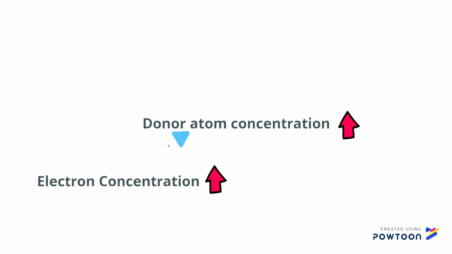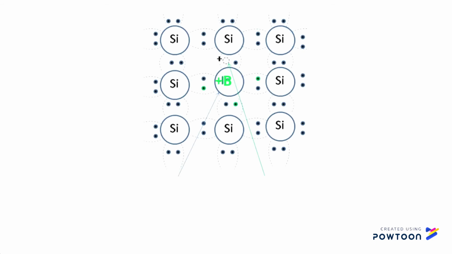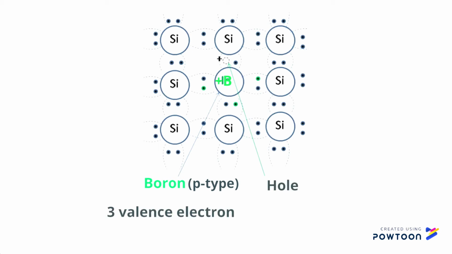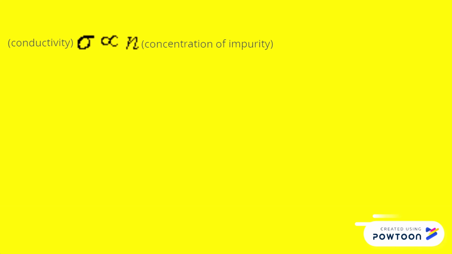This high concentration of electrons will contribute more to the electrical conductivity, the same as the hole concentration when the semiconductor is doped by boron atoms, the P-type impurity. The holes exist since boron has 3 valence electrons. The more holes there are, the more electrons will fill them in the direction opposite to the electric field, hence more current flows. Hence, electrical conductivity is directly proportional to the concentration of impurity.